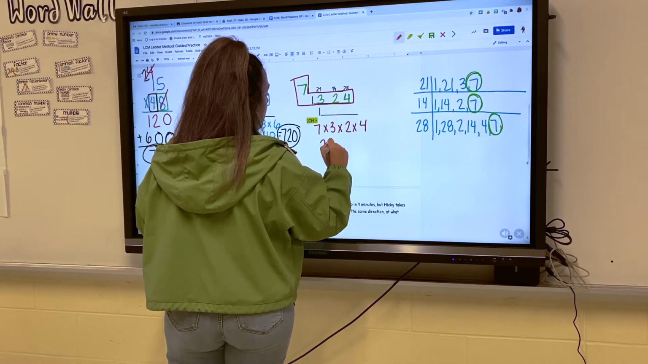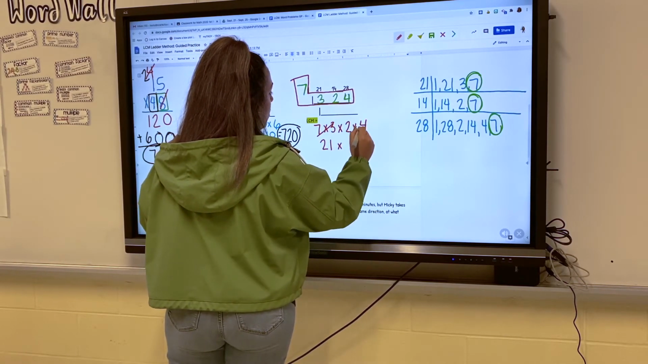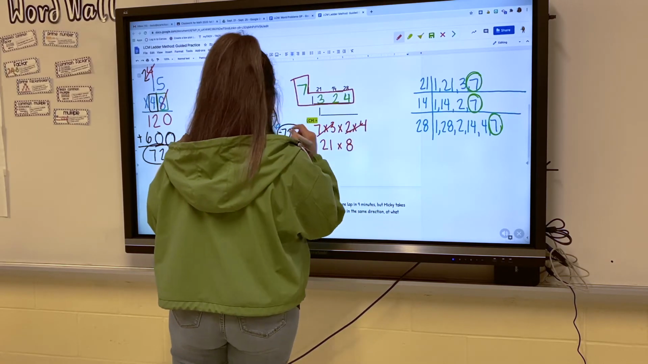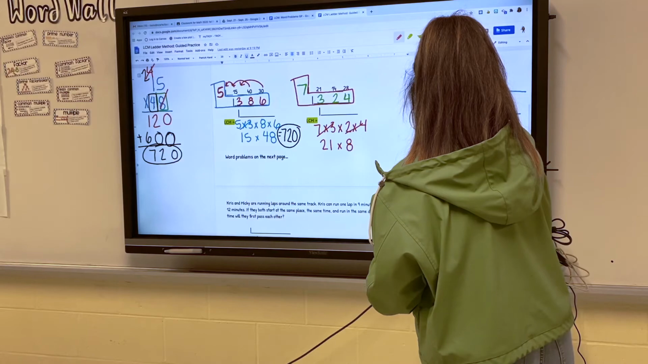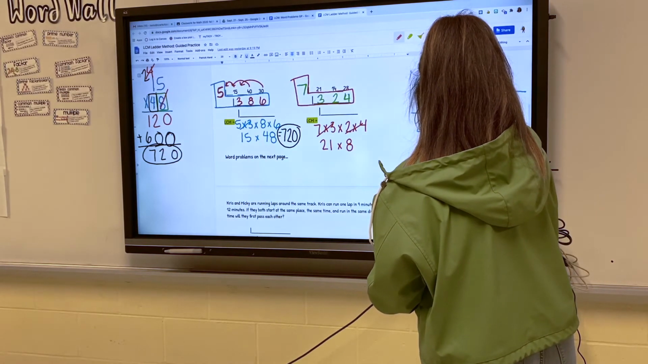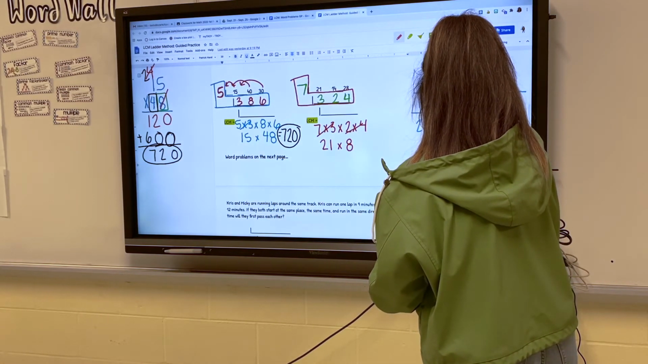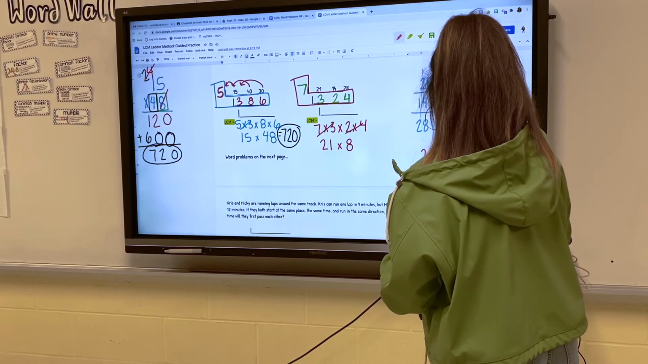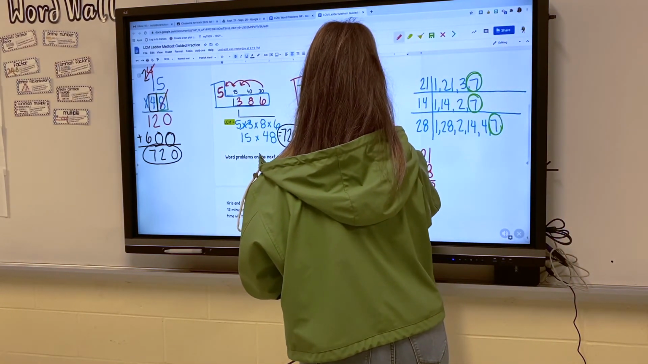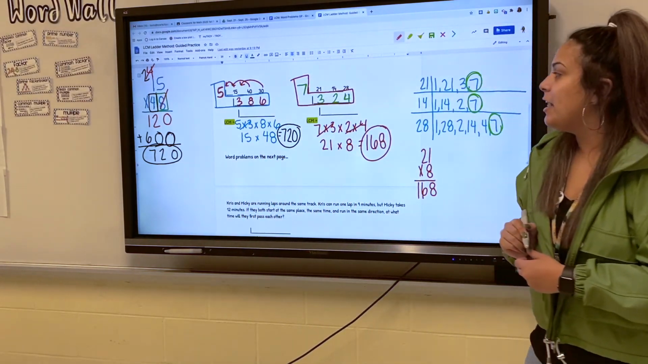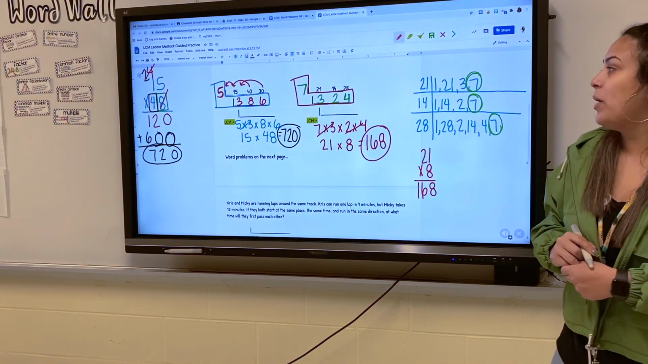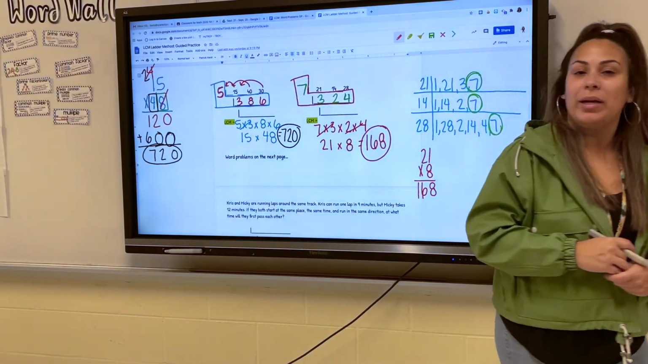7 times 3 is 21. 2 times 4 is 8. On the side, I'm going to do 21 times 8. 1 times 8 is 8. 2 times 8 is 16. So the answer is 168. And that is our least common multiple of 21, 14, and 28.